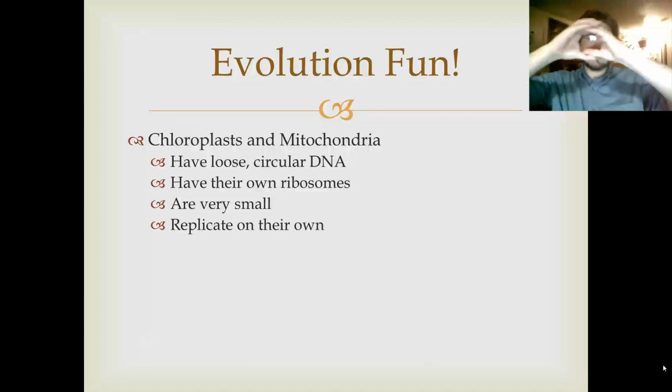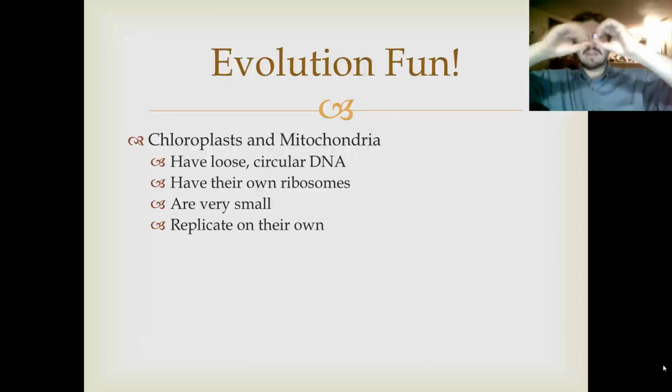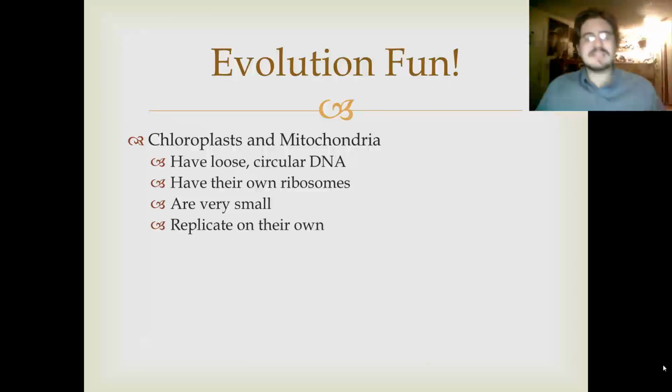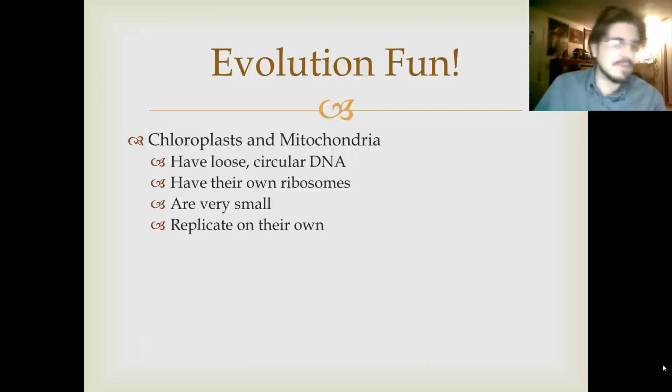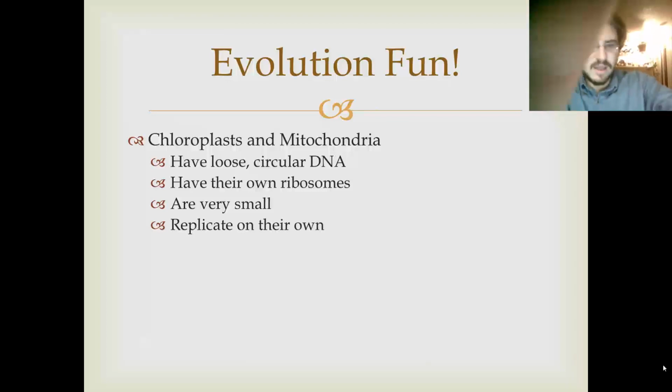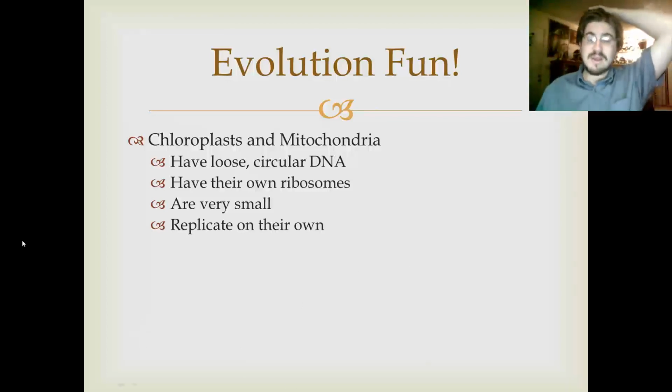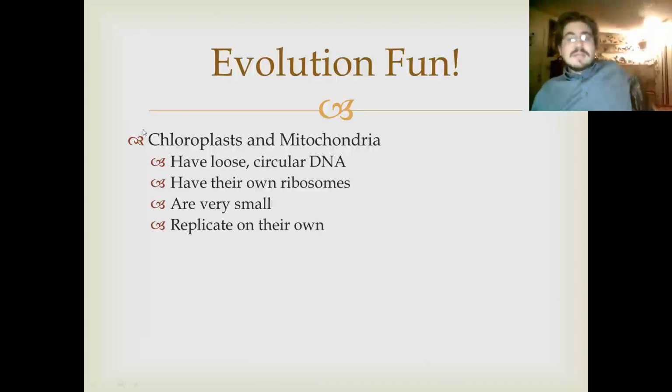When it comes time for a single cell to divide and become two cells, the mitochondria aren't replicated as a part of this process. Rather, the mitochondria will duplicate themselves on their own. They replicate separately from the rest of the cell. So that's pretty crazy. They have their own DNA, they have their own ribosomes, they're very small, and they replicate on their very own. If you didn't see these two words and I just said, here's a cell that has loose circular DNA, has ribosomes, very small, and can replicate on its own, what would you tell me? You'd tell me that's a prokaryotic cell.